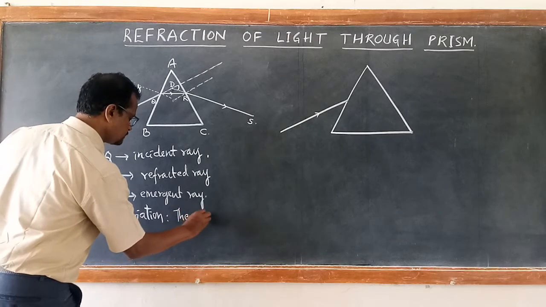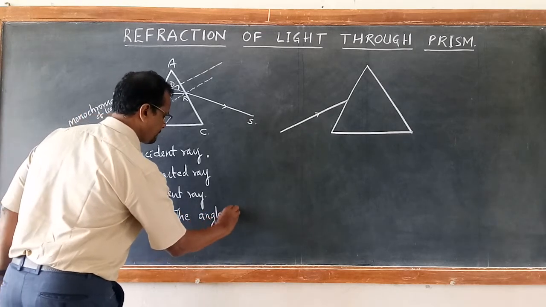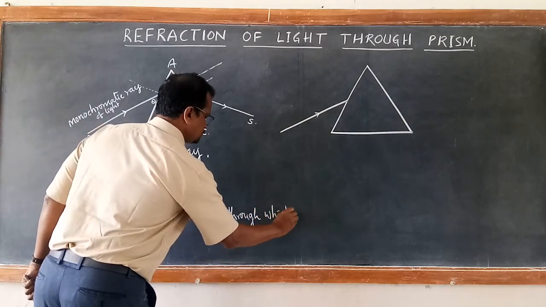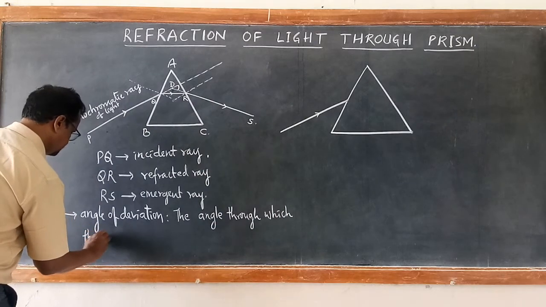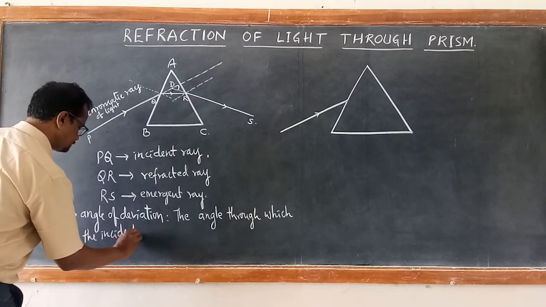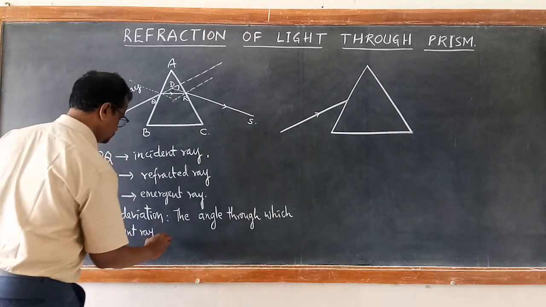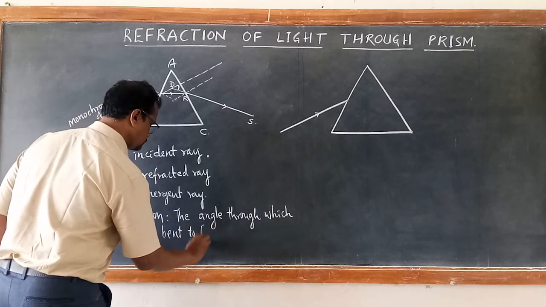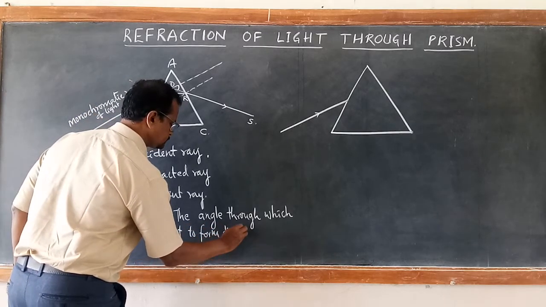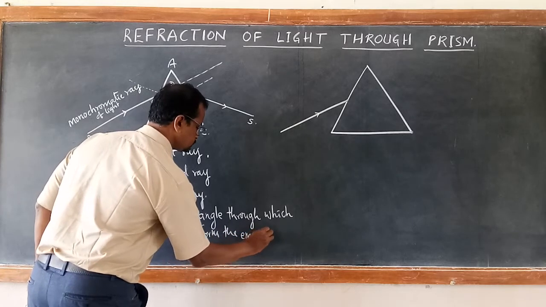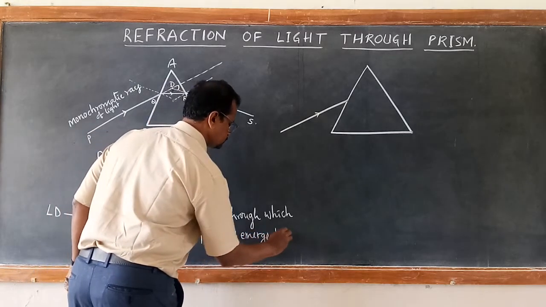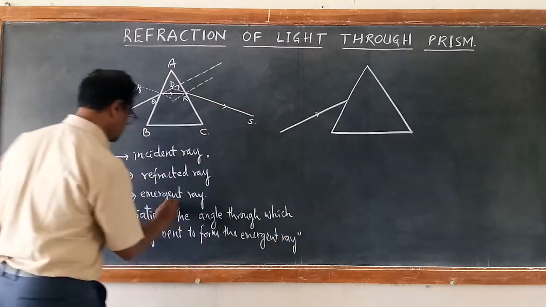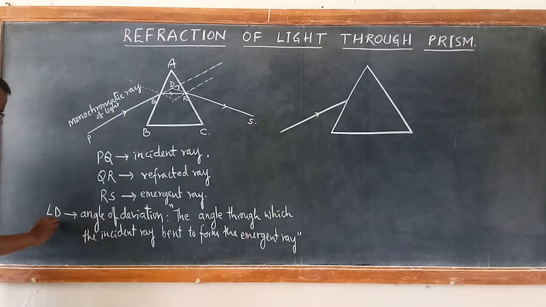The angle through which the incident ray bent to form the emergent ray, deviation. It is denoted by D.